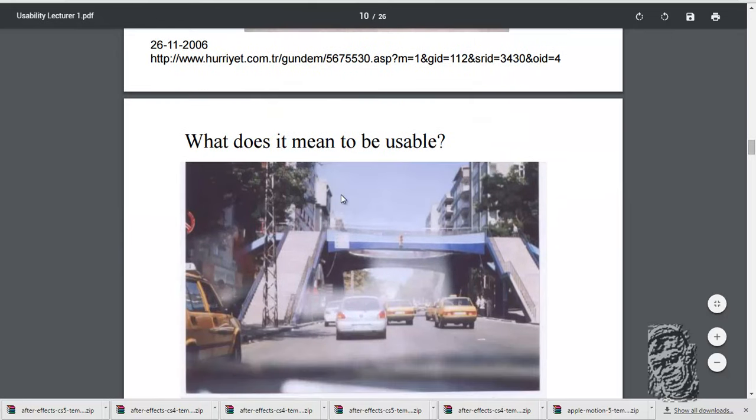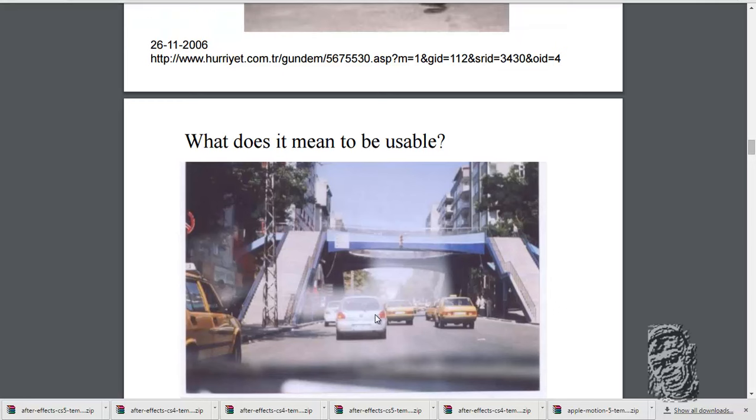This is a particular example of what is usable. You can see that there's a walkover. Typically in Trinidad and Tobago, a number of individuals don't really use the walkover. You can see some people here at the side trying to cross the street. So you have to understand that even though something is considered usable, why is it that people are not using it.